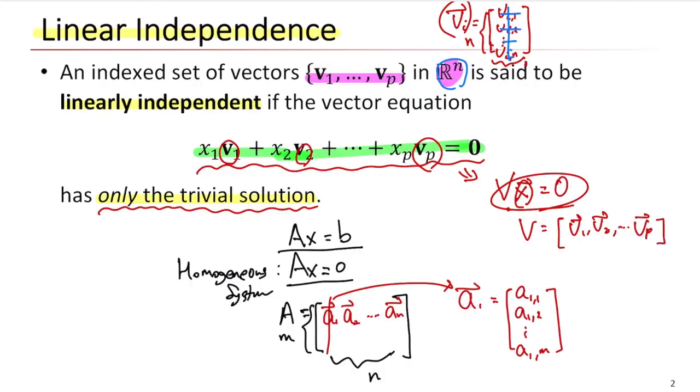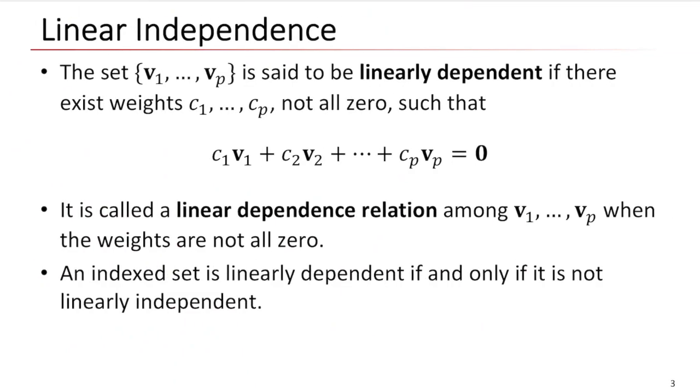So, linear independence. Linear independence means if there exists only the trivial solution of the homogeneous system, we can say that the column vectors of a matrix V or A are linearly independent, right? Then, what about the reverse case? We can say that the set v1 through vp is linearly dependent if there exist weights c1 through cp, of course not all zeros, such that c1 times v1 plus c2 times v2 through cp times vp is equal to 0.